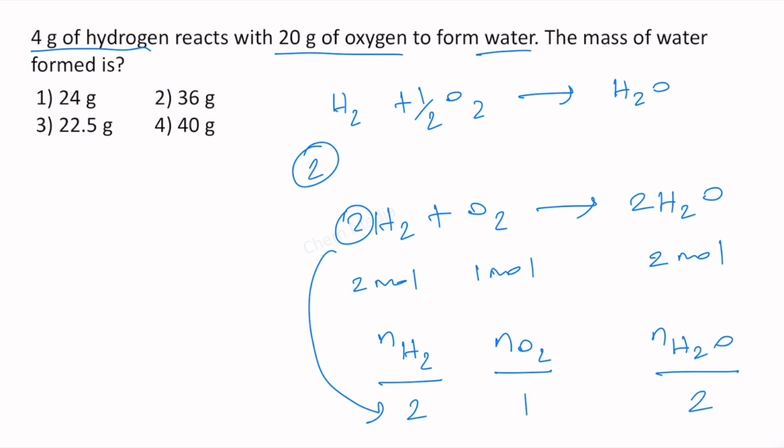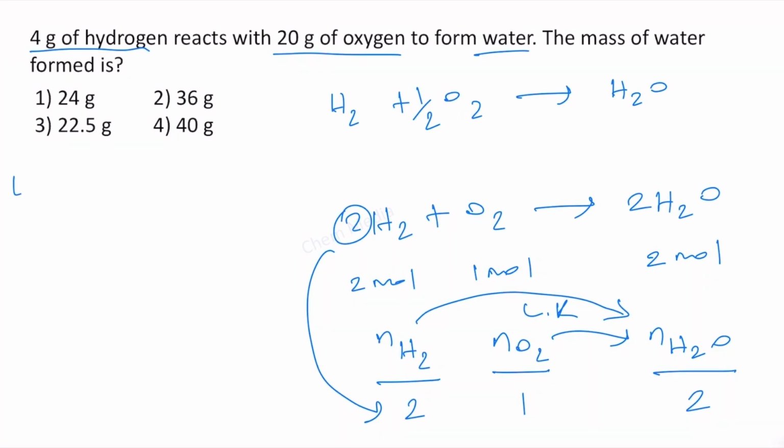Now, to solve this problem, we need to figure out which one is the limiting reagent here, whether H2 is the limiting reagent or O2 is the limiting reagent. Depending upon that, we can equate with the stoichiometric moles of water. If H2 is the limiting reagent, then we need to equate the stoichiometric moles of H2 with the stoichiometric moles of water. If O2 is the limiting reagent, then we need to equate the stoichiometric moles of O2 with the stoichiometric moles of water. So, we need to figure out the limiting reagent.